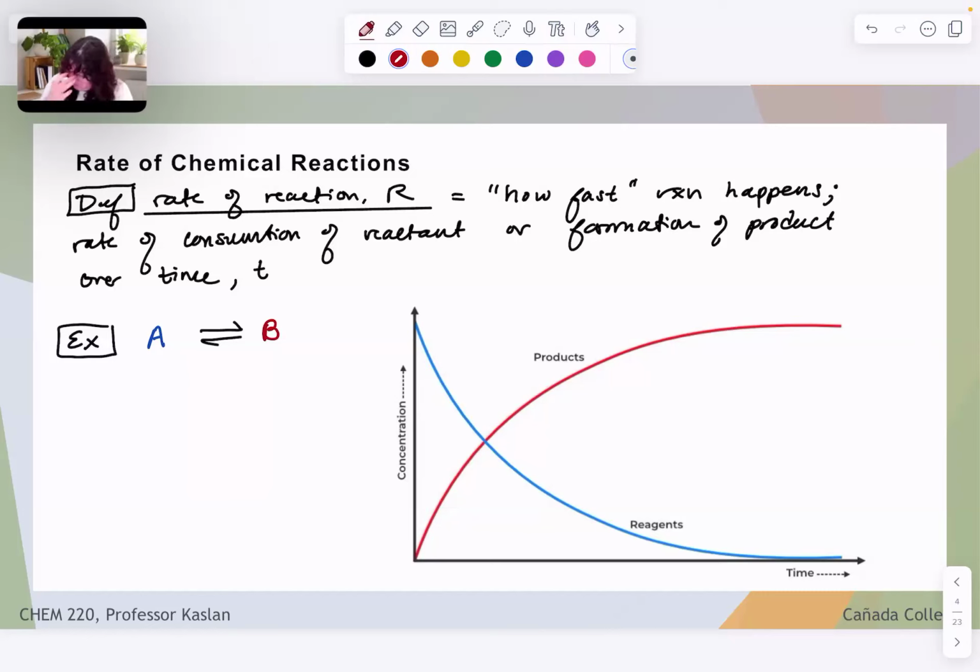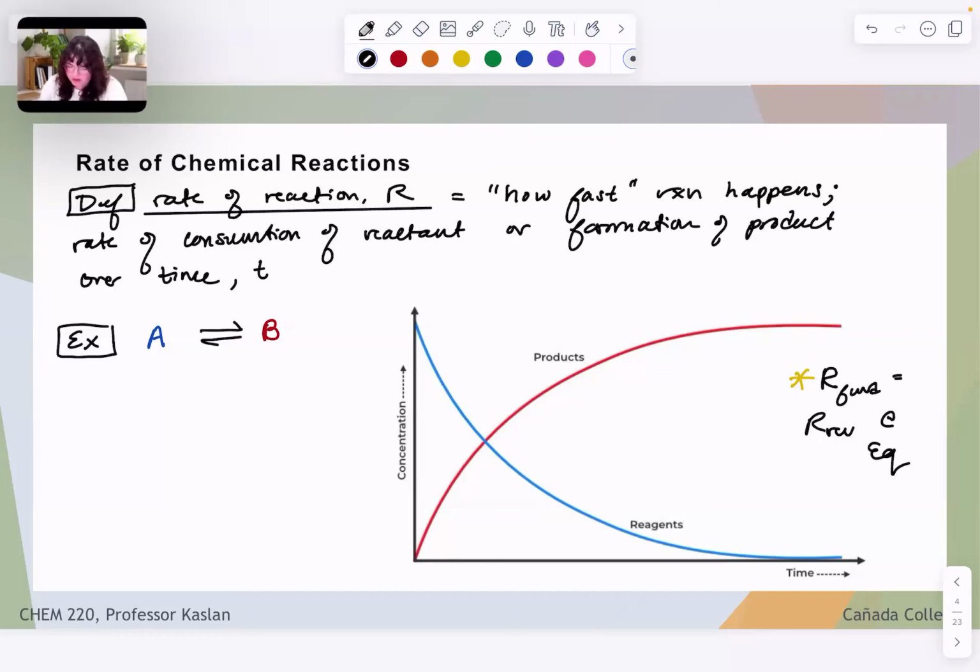We know from our study of equilibrium, the point at which the rates are equal is when we're at equilibrium. This is not the right graph for that, but let's make a note here. When the rate of the forward is equal to the rate of the reverse, we are at equilibrium.